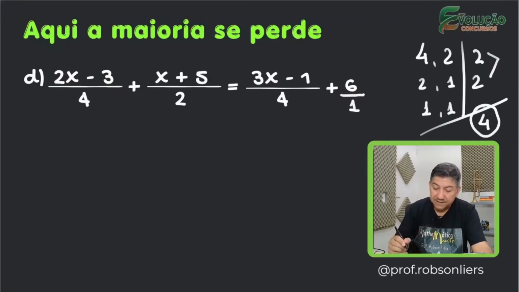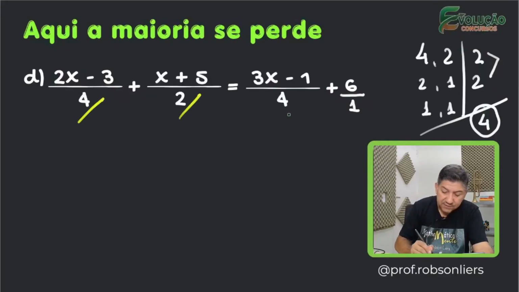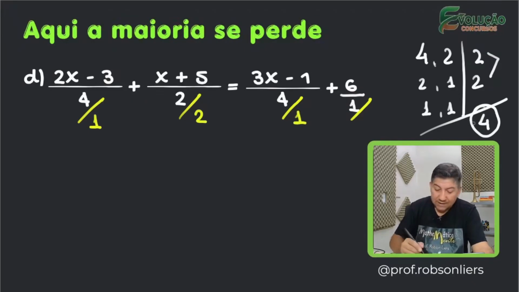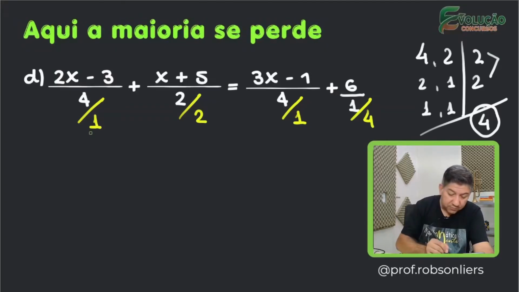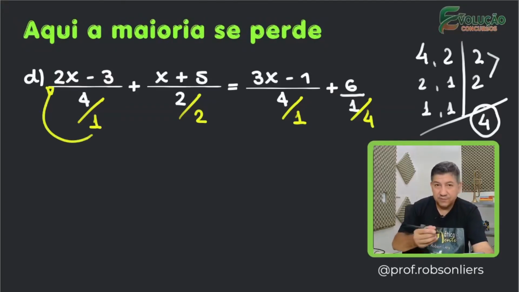The next step is to take this LCM and divide it by the denominators of the fractions. First fraction. 4 divided by 4 equals 1, I put it here. 4 divided by 2 in the second fraction equals 2. Now, the third fraction. 4 divided by 4 equals 1, and 4 divided by 1 equals 4. Next step. We're going to take these results that we found. Let's multiply these results by the numerators of the fractions, the ones on top.